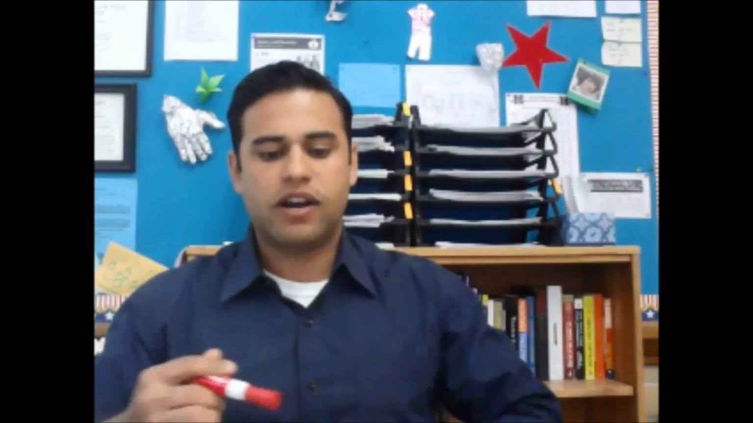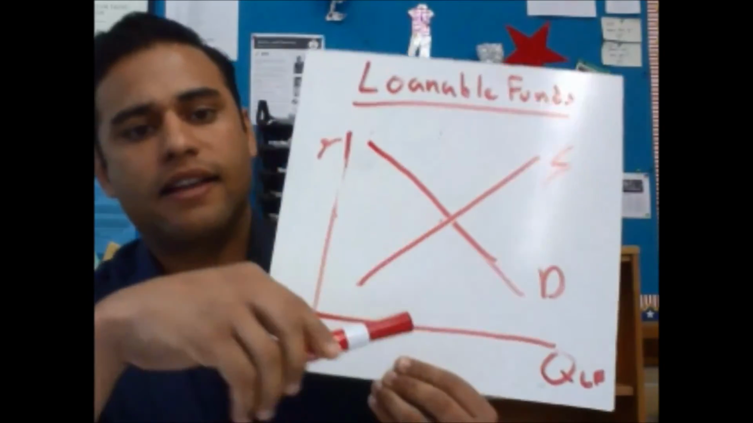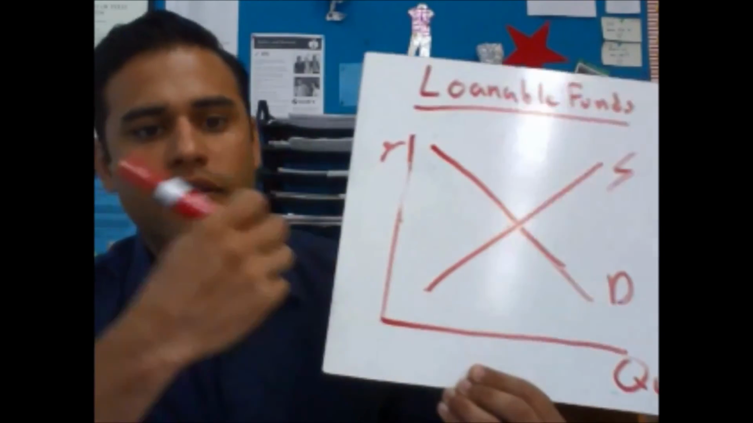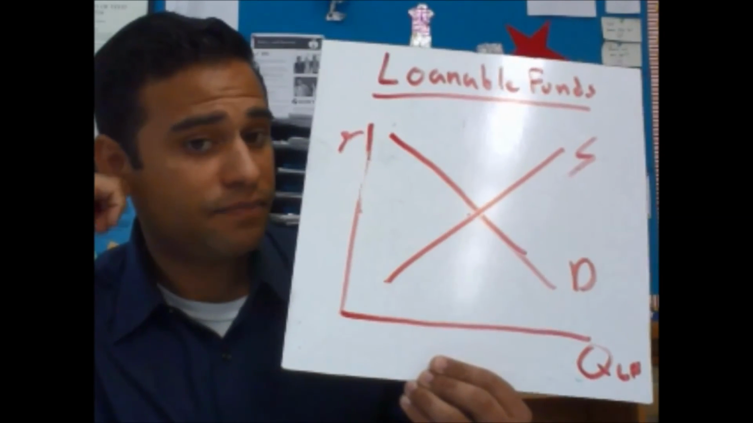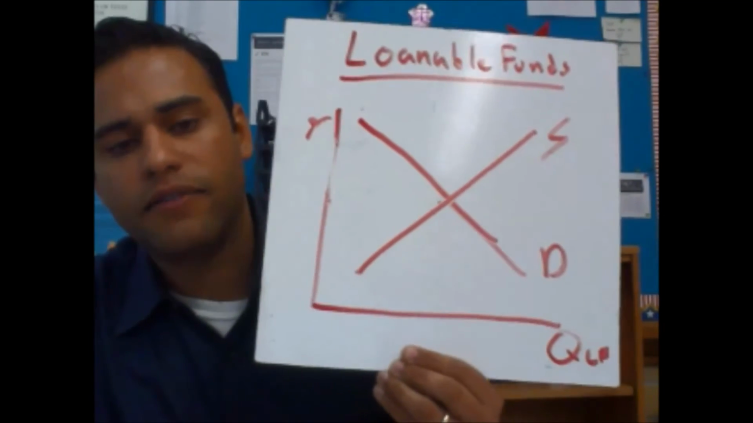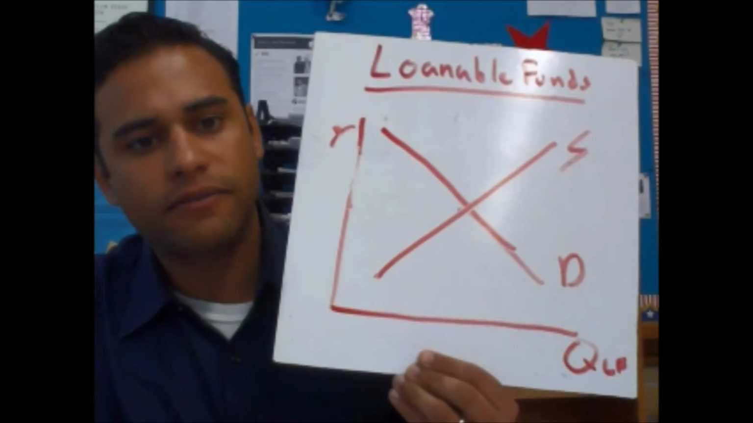You do need to know the graph. You need to be able to draw it. But I think you're going to find it's not too difficult to draw the loanable funds graph. You do need to memorize that we're talking about real interest rates, and we're talking about the quantity of loanable funds. You should label it loanable funds, supply, demand. This is what you should draw if you're asked to draw a loanable funds graph.